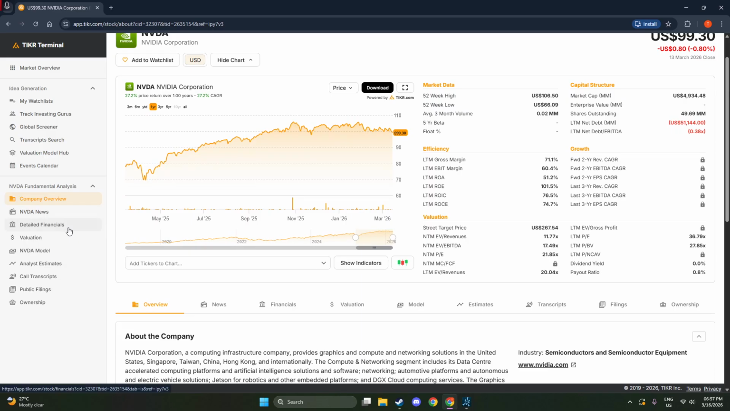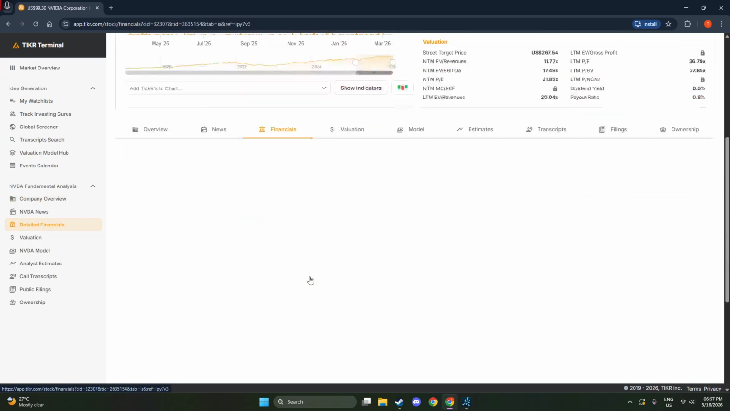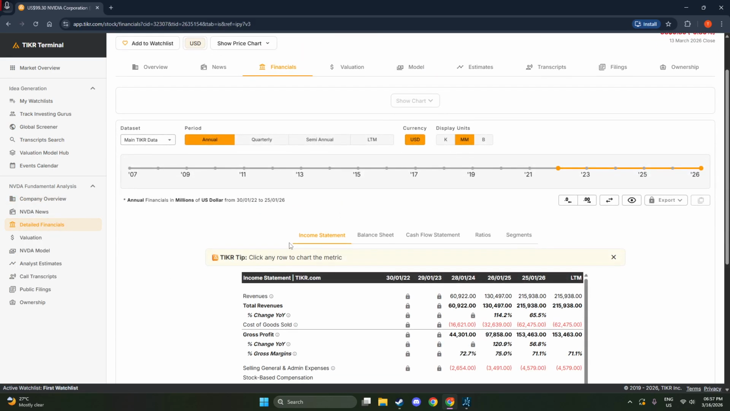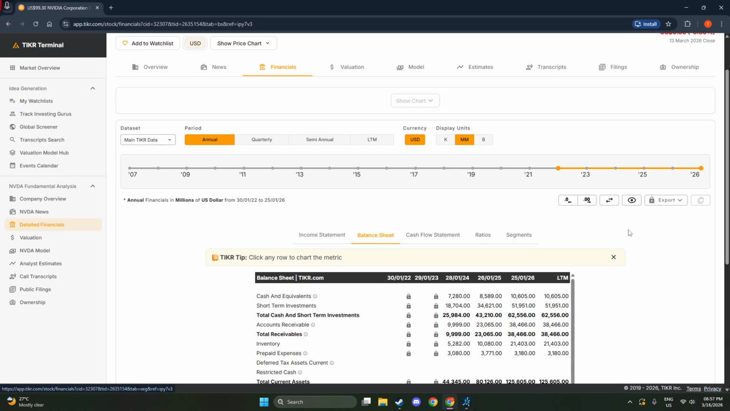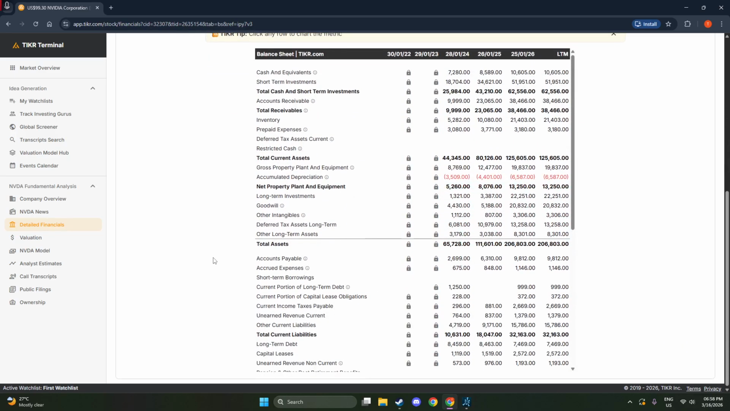Next, head to the balance sheet. Click on Financials, then select Balance Sheet. Here you'll see the company's total debt, along with the breakdown into short-term debt and long-term debt, pulled directly from the reported financials. Short-term debt generally reflects obligations due within the next 12 months, while long-term debt extends beyond that. Total debt is the sum of these borrowings.